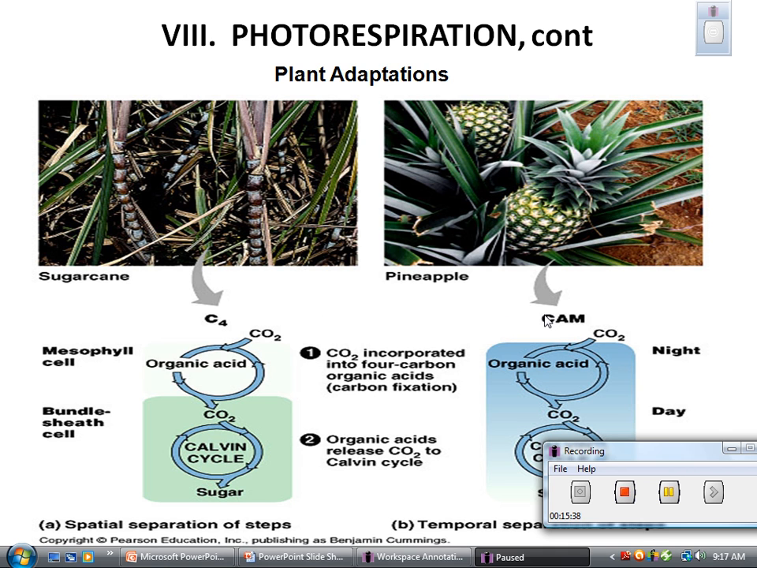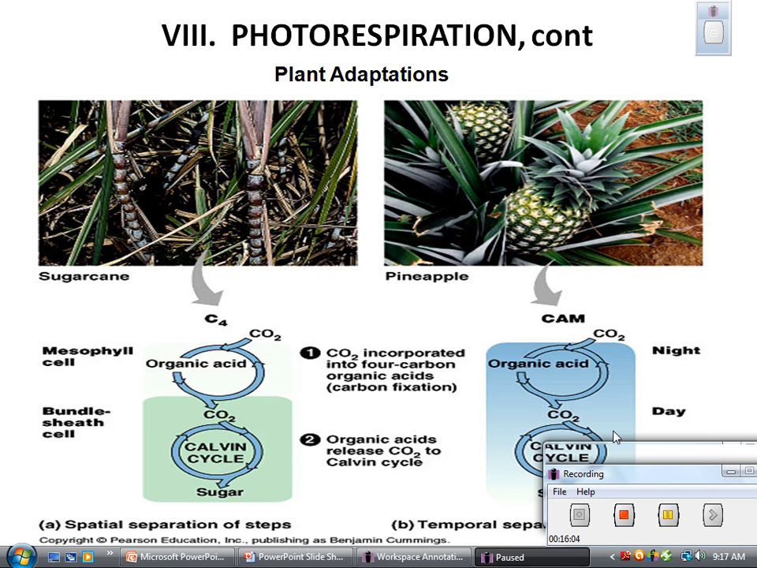Okay, on this side over here, the CAM plants, you can see pineapple in the picture because that is a type of CAM plant. Other CAM plants besides pineapples are lots of our succulents, and you guys might have some in your own house or your own yard, but lots of cacti, pineapples, different types of succulents. They have this second evolutionary adaptation, these CAM plants. What they do is kind of cool.